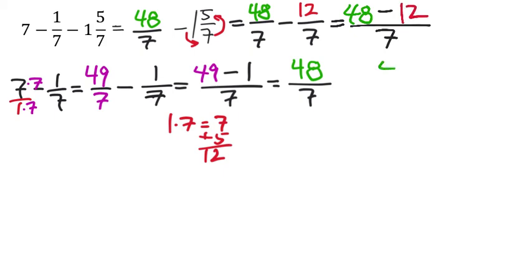Let's go and stack this and do the subtraction. 48 minus 12. And what do I get? 8 minus 2 is 6. 4 minus 1 is 3. 36. And this is still in sevenths, but now it's 36 sevenths. Well, that's pretty good. And the last thing we need on this is a mixed number.